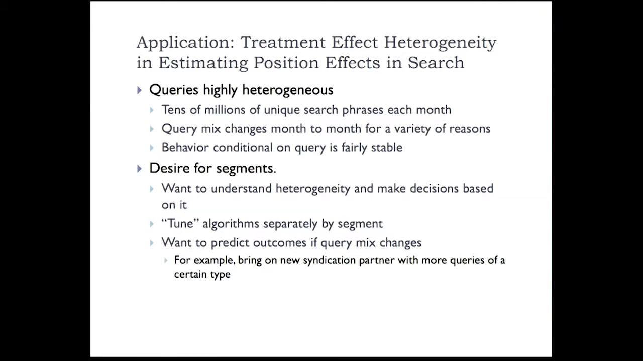So first I'm going to look at an experiment I ran on Bing where I looked at the effect of re-ranking search results. Search queries are quite heterogeneous. People are looking for different things and they have different click patterns. And so I'm going to show heterogeneity with respect to the characteristics of the query.